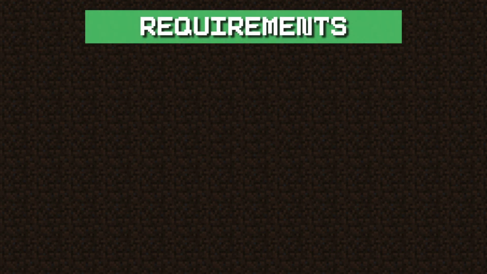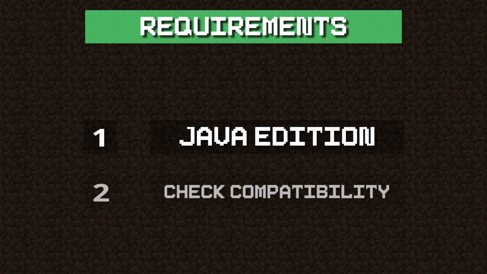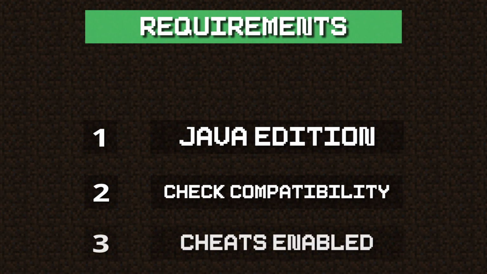First, you need to be playing on Java Edition, as this guide will not work for other editions of the game. Next, look at the description below to see which versions of Minecraft this guide works for. If you aren't using those versions, this guide will not work. And finally, you will need cheats enabled in your world, since you will need to use commands to spawn these items in. If you are all set, then let's get started with the guide.